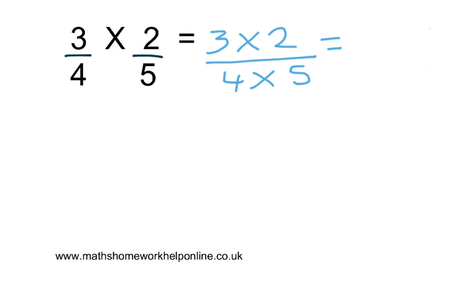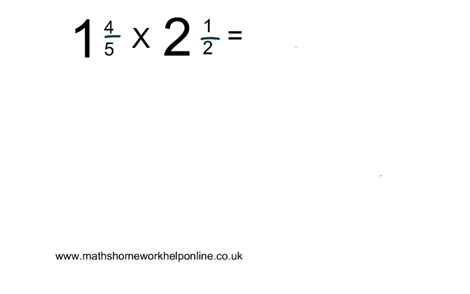When we do that, we get 3 times 2, which is 6, and then 4 times 5, which is 20. The last thing to do is look at the fraction and see if we can simplify it in any way. When we look at 6/20ths, we can see we can divide both the top and bottom by 2. So we can simplify this to 3 over 10.